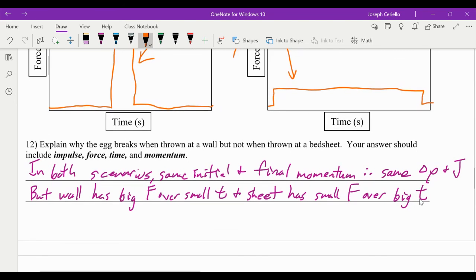So explain why the egg breaks when thrown at a wall, but not when thrown at a bedsheet. Your answer should include impulse, force, time, and momentum. Well, in both scenarios, they have the same initial and final momentum. Therefore, they have the same change in momentum, the same impulse. But the wall applies a big force over a small time, while the sheet applies a small force over a big time.